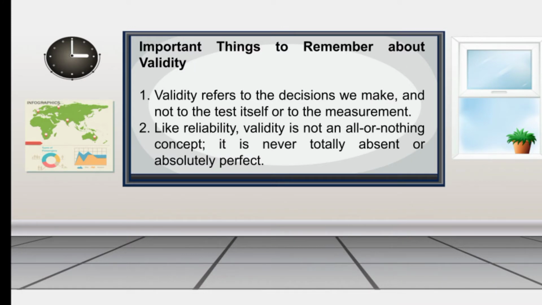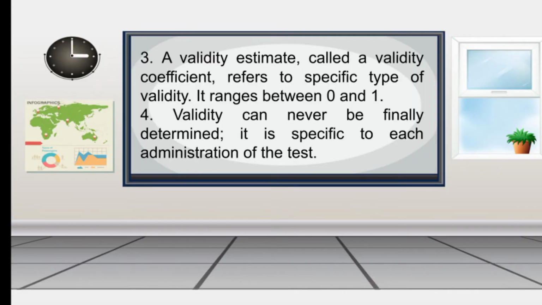Important things to remember about validity. Validity refers to the decisions we make and not to the test itself or to the measurement. Next, like reliability, validity is not an all or nothing concept. It is never totally absent or absolutely perfect. A validity estimate, called a validity coefficient, refers to the specific type of validity. It ranges between 0 and 1. Last, validity can never be finally determined. It is specific to each administration of the test.